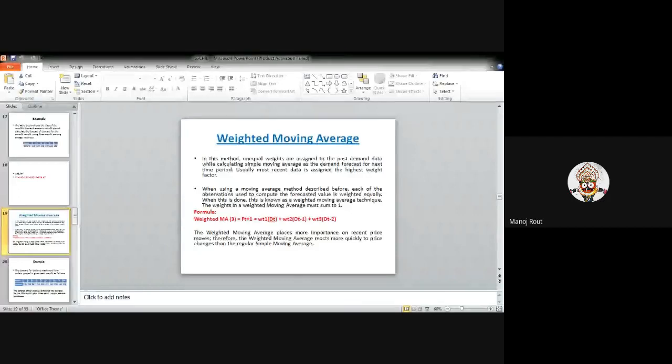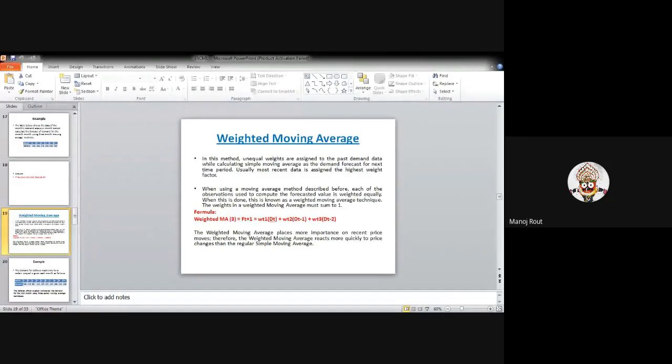The next point: when using a moving average method, each of the observations used to compute the forecast value is weighted equally. When unequal weights are used, this is known as the weighted moving average technique. And one most important thing: the weights in a weighted moving average must sum to one. So just note down the formula.